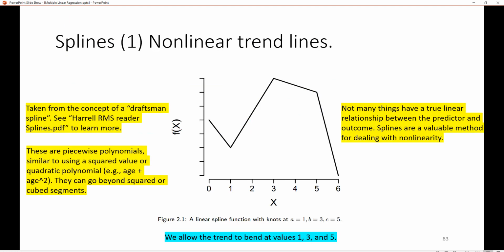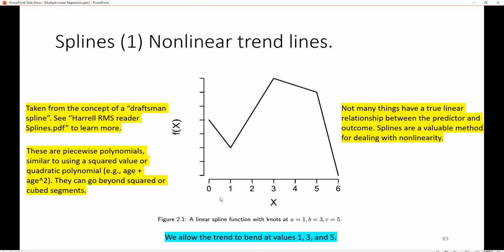And these are called splines. This is taken from the concept of a draftsman spline. See the Herald RMS reader to learn more. Again, not many things have a true linear relationship between the predictor and the outcome. Splines are a valuable method for dealing with nonlinearity. These are piecewise polynomials similar to using a squared value or quadratic model. They can go beyond squared or cubed segments.